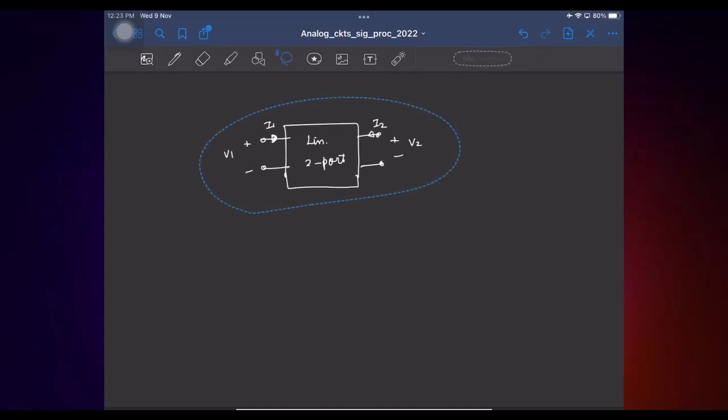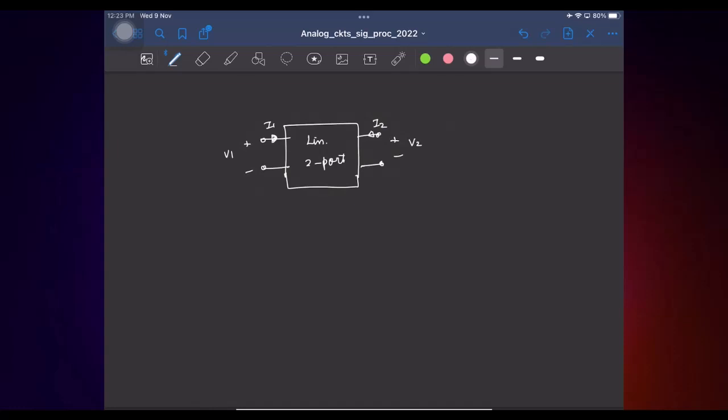Now say I am interested only in the terminal behavior of this two-port network. That is, I don't care what is inside the network. I just want to know at these two ports, if I apply some input, how the other port behaves. So how do you characterize such a two-port network? Yeah, basically you have learned all these parameters, right?